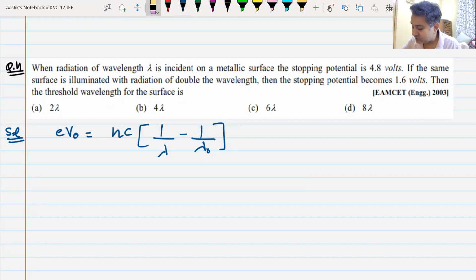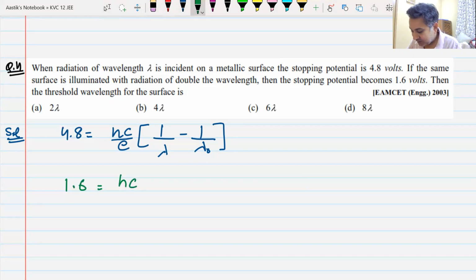I can take this E out from here and I can just divide it by E. 1 by lambda minus 1 by lambda naught. And here this V naught is actually 4.8. Yes or no? Yes, sir. That is correct. Here it is 4.8. Now if I do it in the second case, it is 1.6.